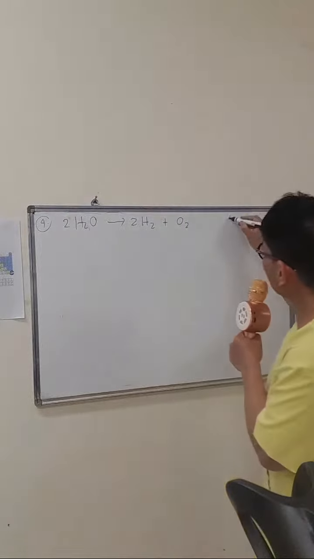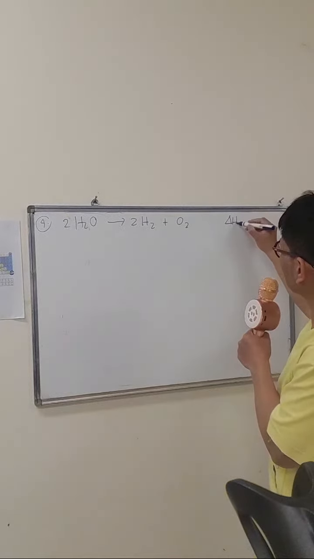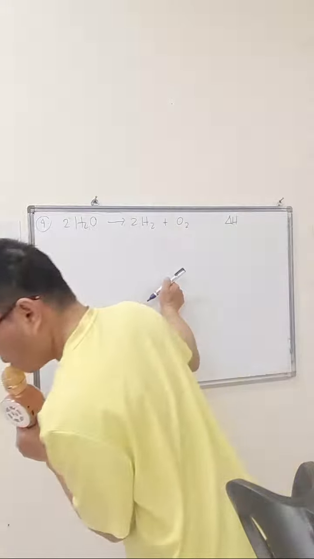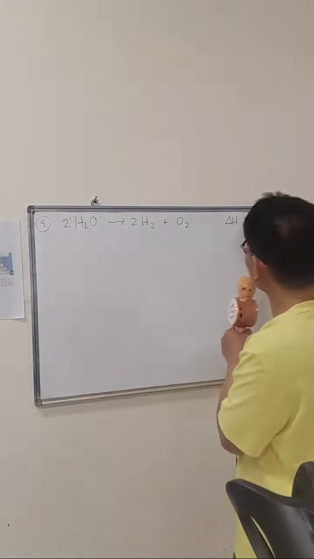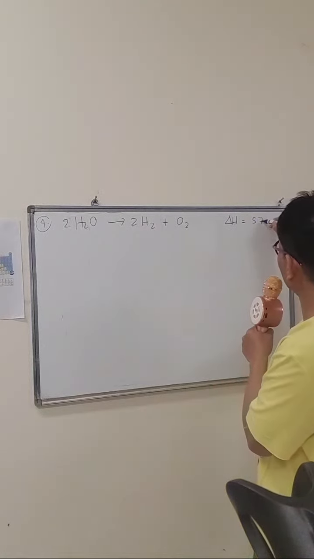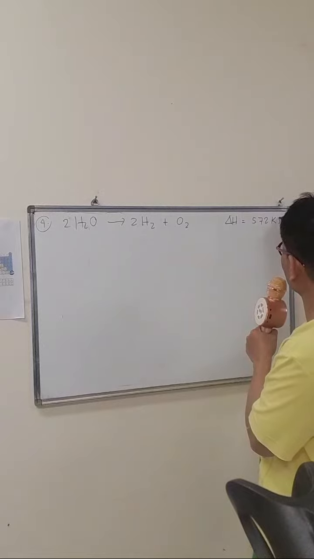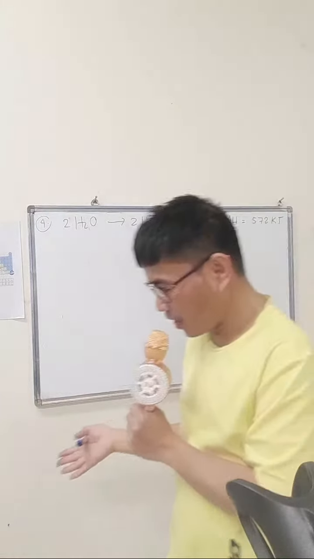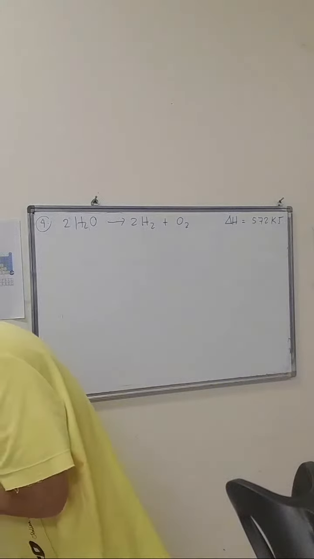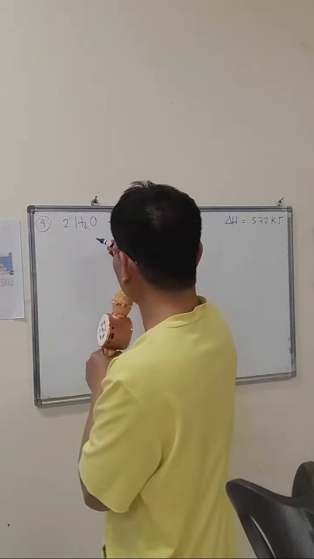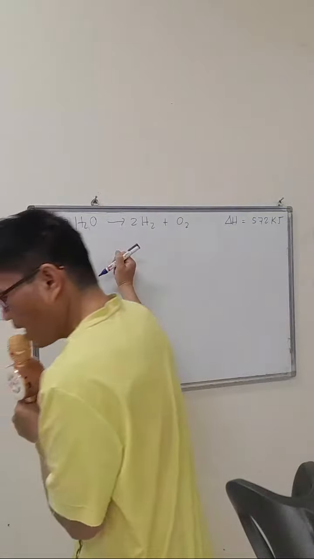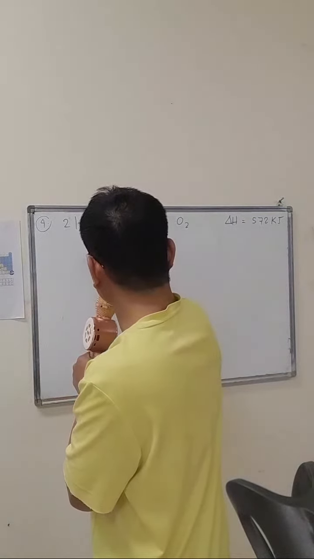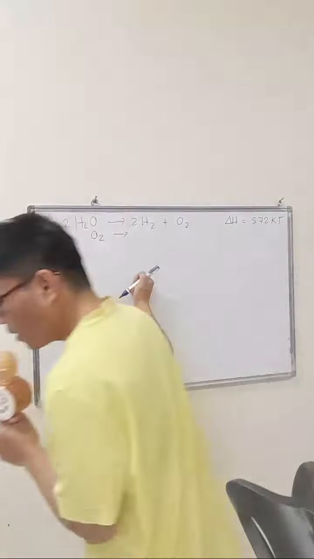Okay, delta H for this reaction is 572 kilojoules. So this is a non-spontaneous and endothermic reaction. Okay, and then we have another equation, number 2. Oxygen gas will yield, what's this?